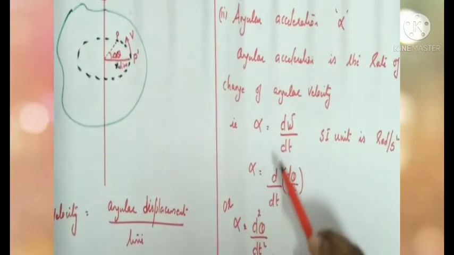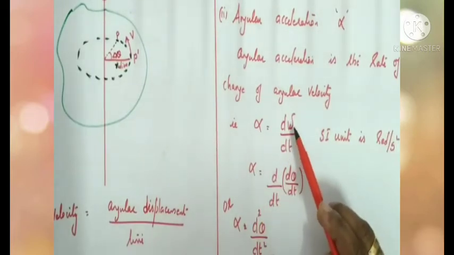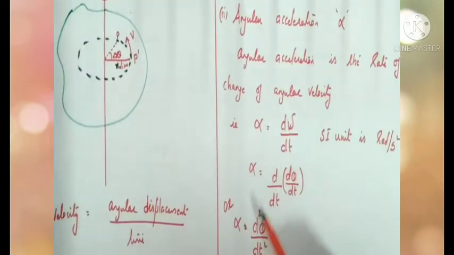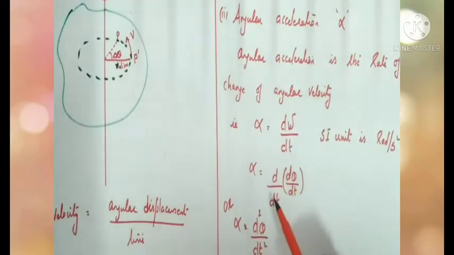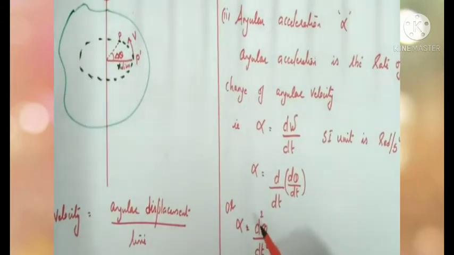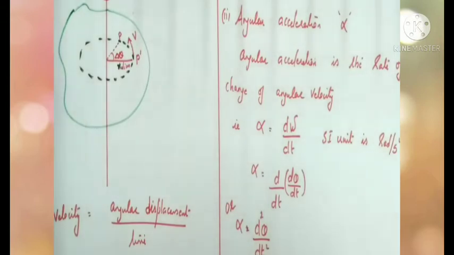It can also be written as d by dt of omega. What is omega? d theta by dt. So angular acceleration alpha equals d square theta divided by dt square. In the vector chapter, we have studied acceleration. The linear acceleration is d square x by dt square, that is, d square displacement divided by dt square. Similarly, angular acceleration alpha can be written as d square theta divided by dt square.